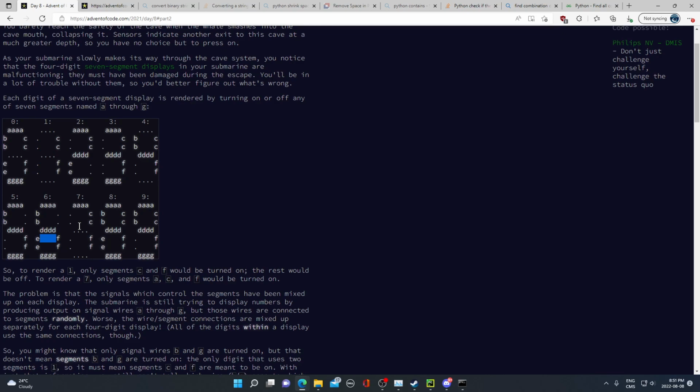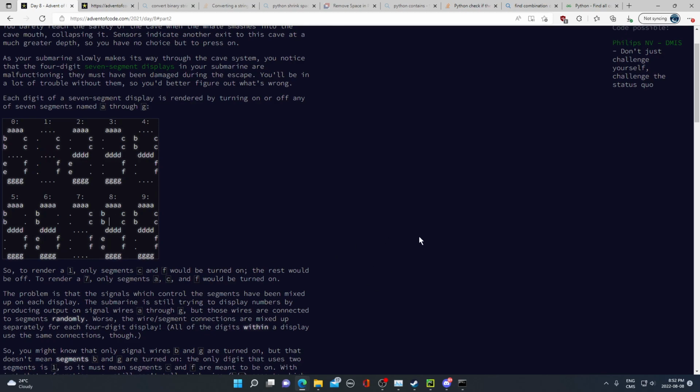Oh my god. And then for the 5 lengthers, if it has both C and F, it's 3. If it has both B and F, it's 5. And if it has both C and E, it's 2. Why do I even need to go through all this? And we already know what 1, 4, 7, 8 is.